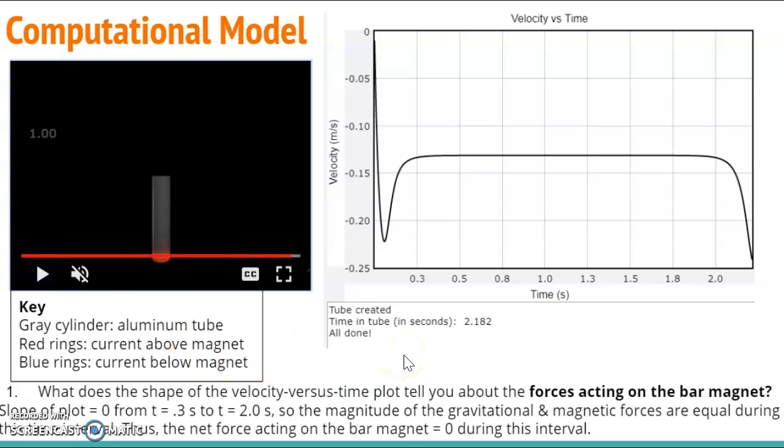And what does the shape of the velocity versus time plot tell you about the forces acting on the bar magnet? So the slope of the plot is equal to 0 from about 0.3 seconds to 2 seconds, and so the magnitude of the gravitational and magnetic forces are equal during this time interval. Thus, the net force acting on the bar magnet equals 0 during this interval.